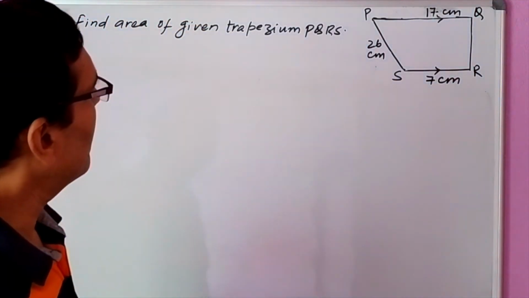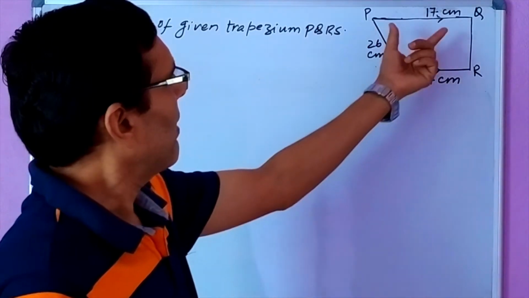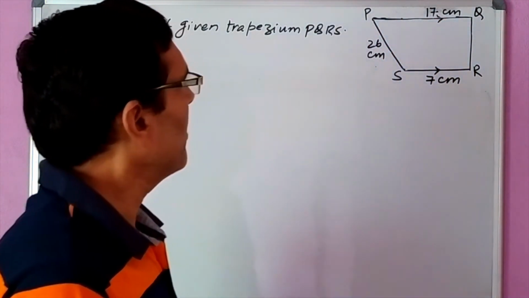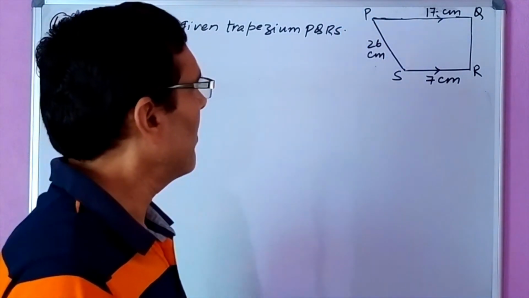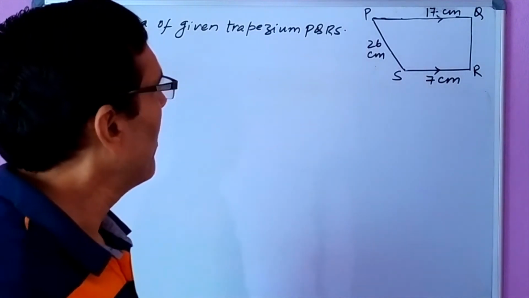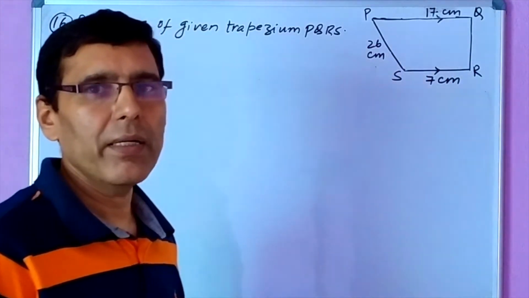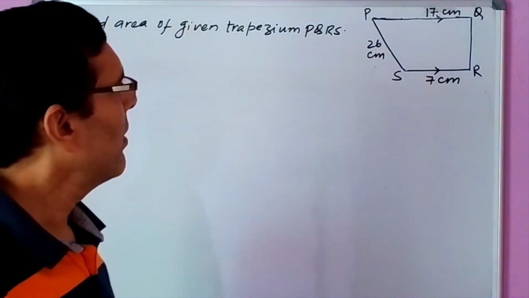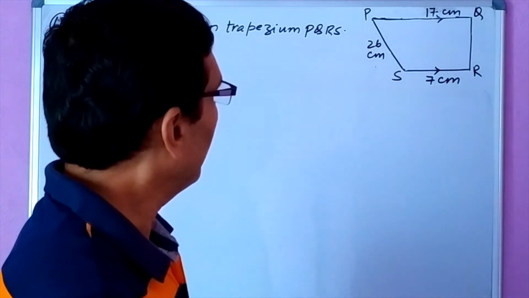Guys, here we have another question to calculate the area. The given figure is a trapezium. PQRS is a trapezium with parallel sides PQ and SR given 17 centimeter and 7 centimeter, and side PS also given, it is 26 centimeter. To calculate its area, we need the height of the trapezium, which is not given. We construct the height, we find the height, then we calculate the area.